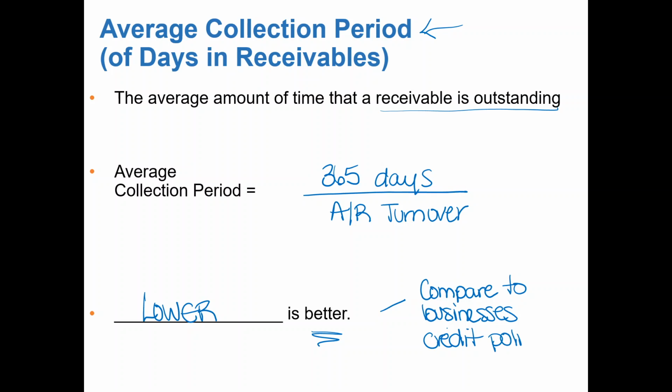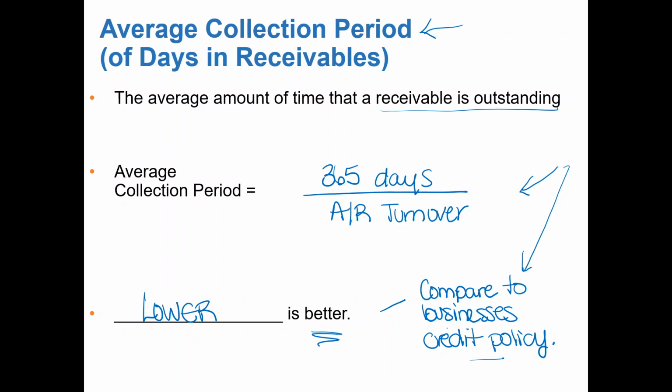So when a business decides that they're going to sell on account, they would have a credit policy that says how many days an invoice is due in. So 30 days is quite common. Sometimes it's 60. It depends on the business. But we compare the average collection period to this credit policy, and then it's easy for us to evaluate whether they're collecting in a good time frame.